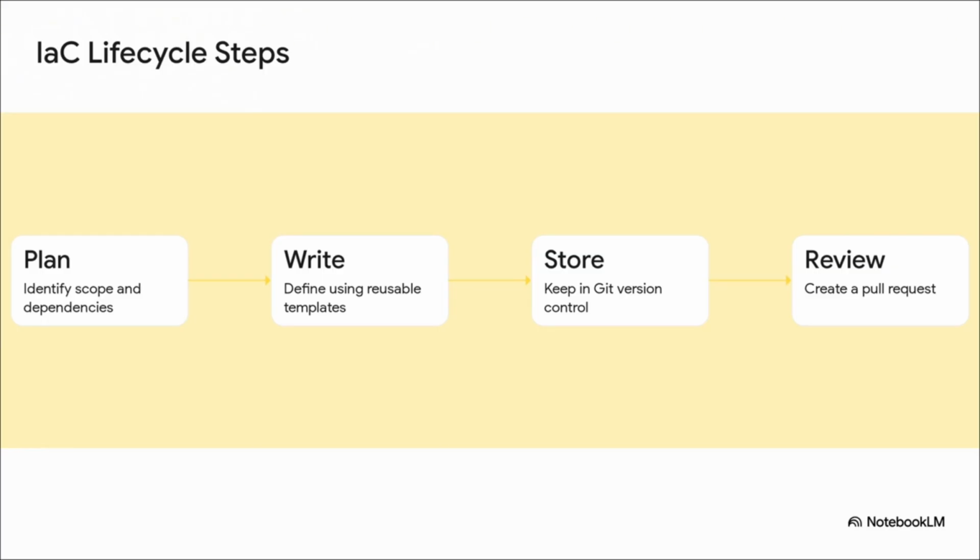Step 2, we write. We define the infrastructure using structured languages like YAML, JSON, or HashiCorp configuration language, and we lean heavily on reusable templates for consistency. Step 3 is store. We save these definitions in a version control system like Git, making sure we use a separate working branch. And finally, Step 4 is review, where we create a pull request. The crucial takeaway here is that writing the code is just one small step in a much safer, broader process.